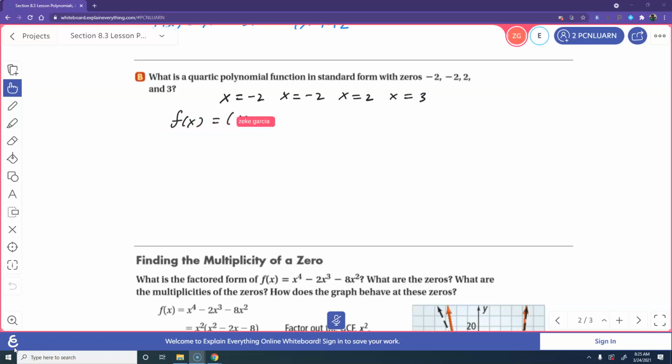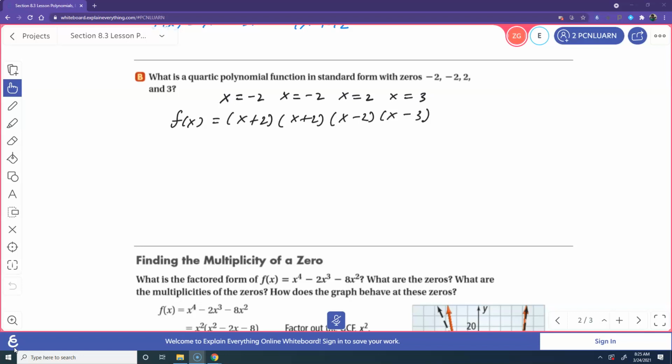equals x plus 2. You're going to move the negative 2 to the left, so it's going to be x plus 2. You're going to move the 2 to the left, so it's x minus 2. And the 3 to the left, you have x minus 3. So now we're going to go ahead and do some multiplication.